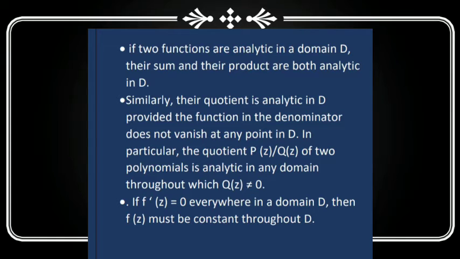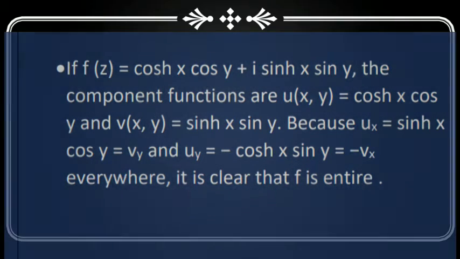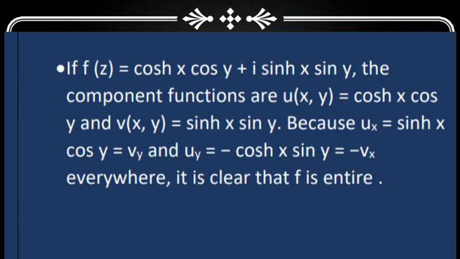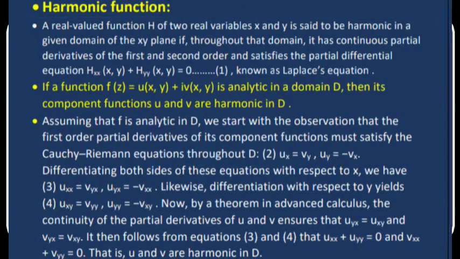And here is a point from the theorem that if f dash z is equal to 0 everywhere in the domain D, then f of z must be constant throughout D. So now here is an example from entire function. So if a function is analytic at every point in the complex plane, then it is said to be entire. Alright. So now let us see what is a harmonic function.